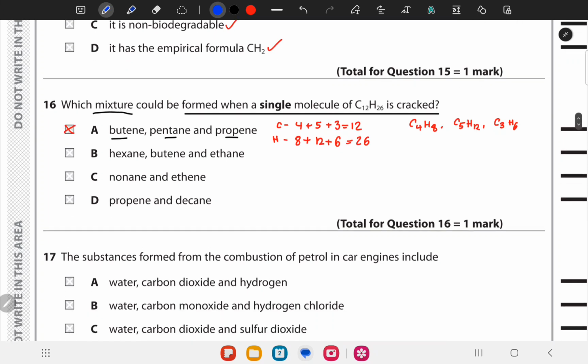If you check with the other, check the other one. So hexane, butene and ethane. For option B, we'll have 6 carbon for hexane, 4 for butene and 2 for ethane. So the carbons add up. For hydrogen, hexane is C6H14, butene is C4H8 and ethane is C2H6. So 14 plus 8 plus 6, we have 28. This doesn't add up.